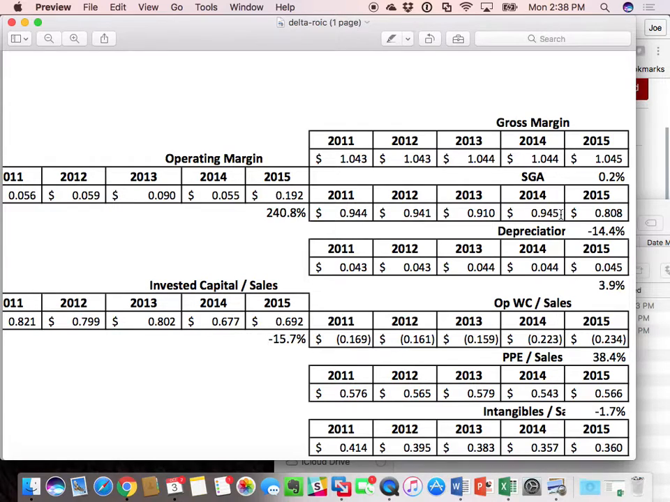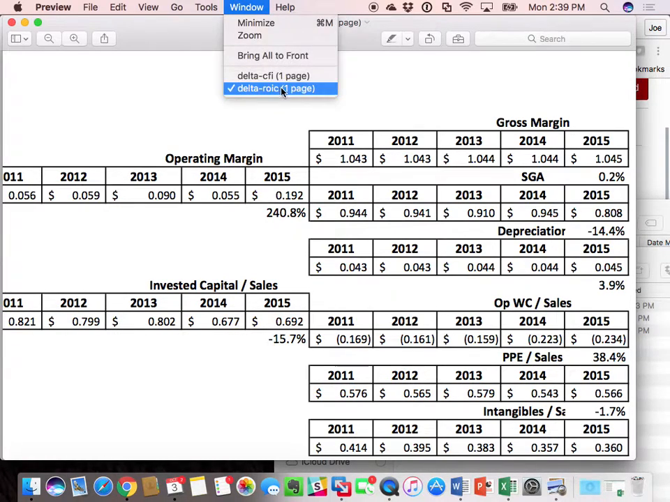ROIC is a proxy for cash flow. So we should see similar trends showing up on the CFI. So if you see a big jump in ROIC, you should probably see a big jump in free cash flow. Okay? So would we see that? Let's look at the next statement. Right? So statement number 2, CFI.